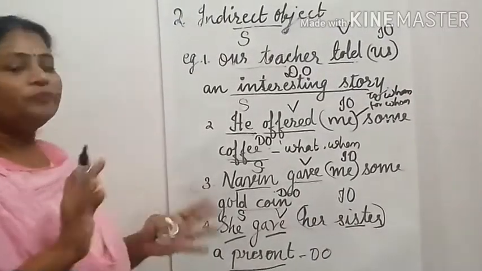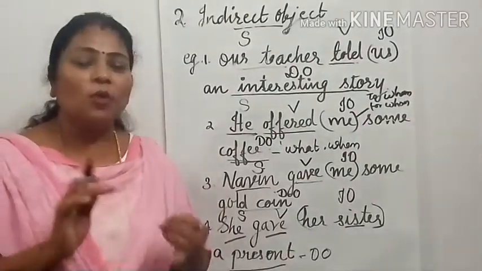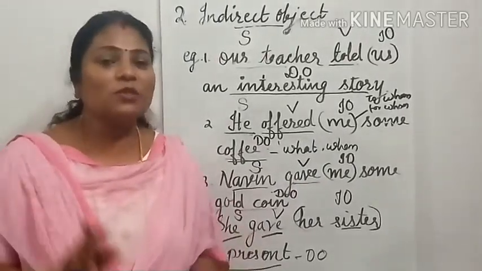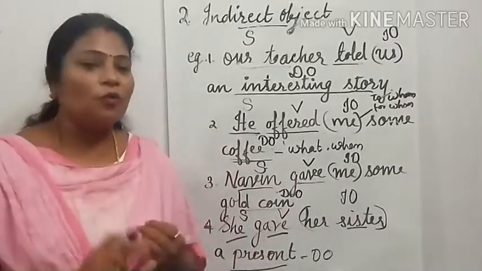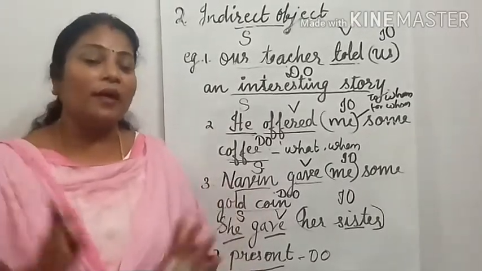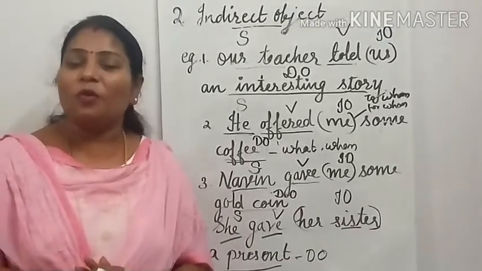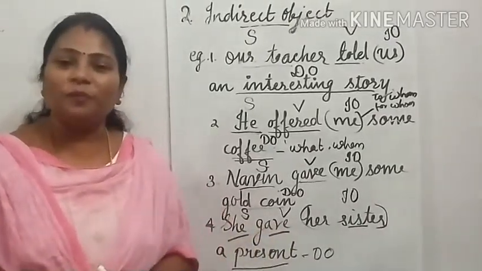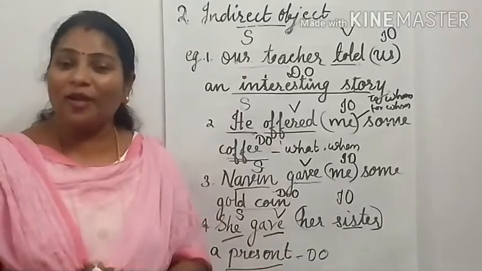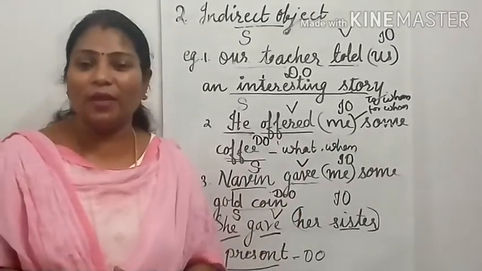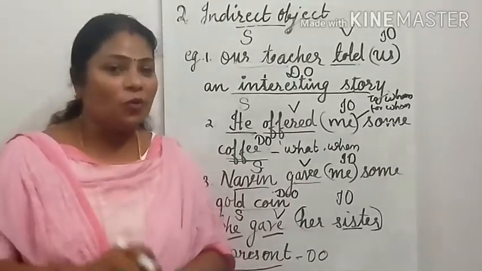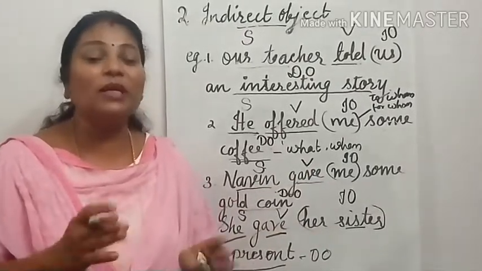So with this lesson, now we understood what is object. An object is divided into direct and indirect, right? We also learned that you should know how to find subject, how to find verb. Later we learned how to identify direct object in a sentence by asking the question what or whom to the verb. Then we discussed indirect object, and we also learned how to identify an indirect object in a sentence. To identify that, what should we do? Yes, we have to ask the question to whom or for whom to the verb.